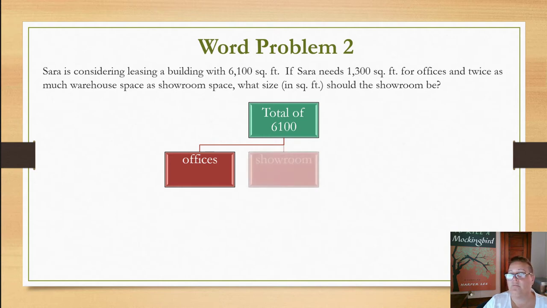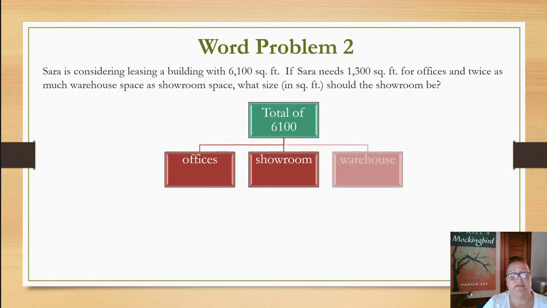And the third part is going to be the warehouse space. These 3 pieces together are what make up the total square footage of the building of 6,100. Now, we already know that the office space is 1,300.